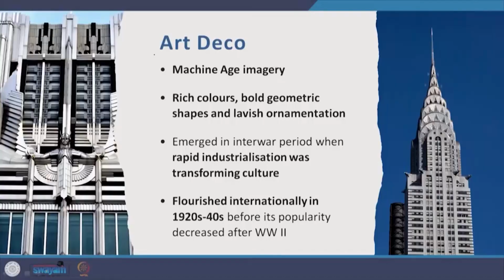Art Deco is a machine age imagery that is having rich colors. It's got these bold geometric shapes, as you can see here in the Chrysler building, and it has got lavish ornamentation, as you see in this building. It emerged between World War I and World War II, when rapid industrialization was transforming culture, and a lot of industrial products like cars and machines, etc., were defining the new aesthetic of the society.